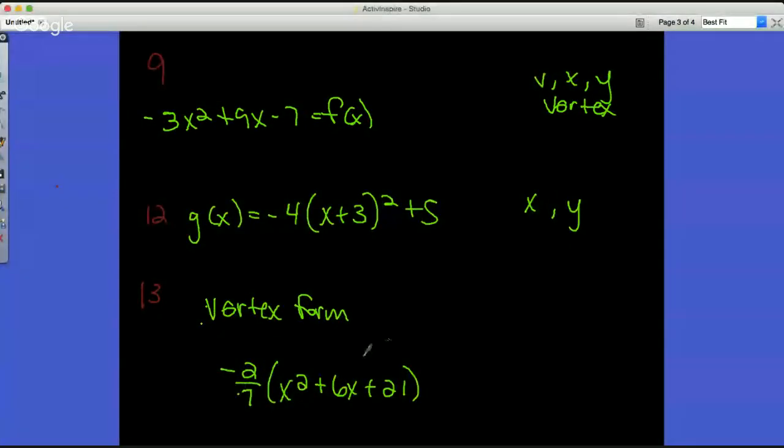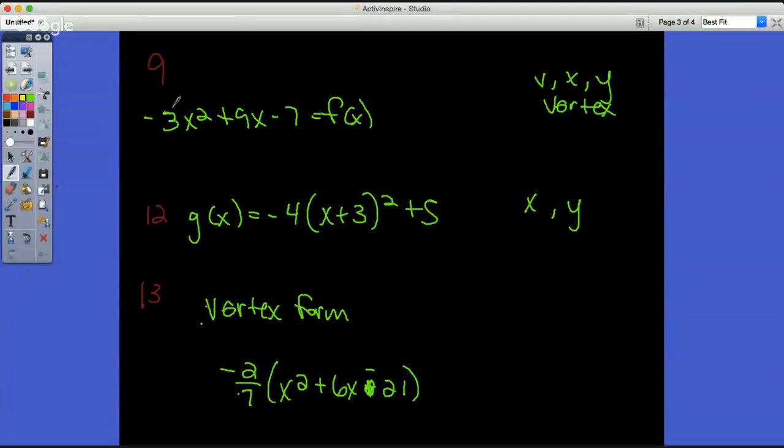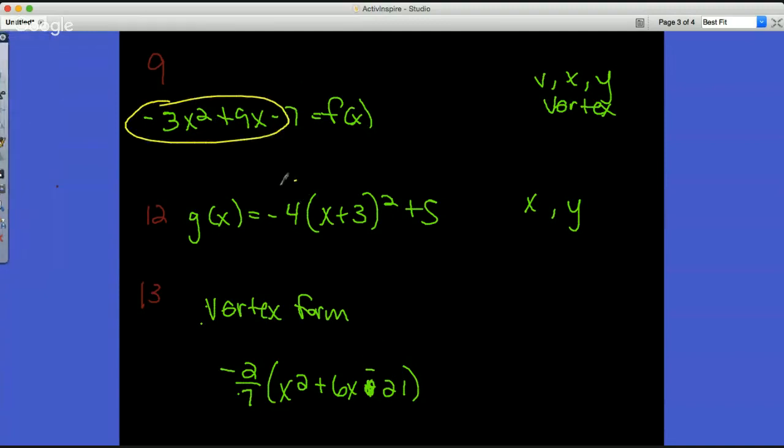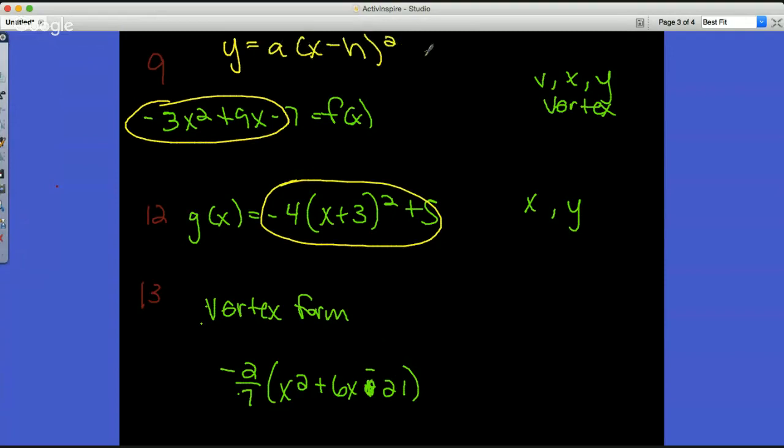Minus 21, I'm sorry. All right. Now, in order to know all of this, we have to know the 2 forms. First of all, we have our standard form compared to our vertex form. The traditional vertex form would be a(x minus h) squared plus k, whereas standard form would be ax squared plus bx plus c.